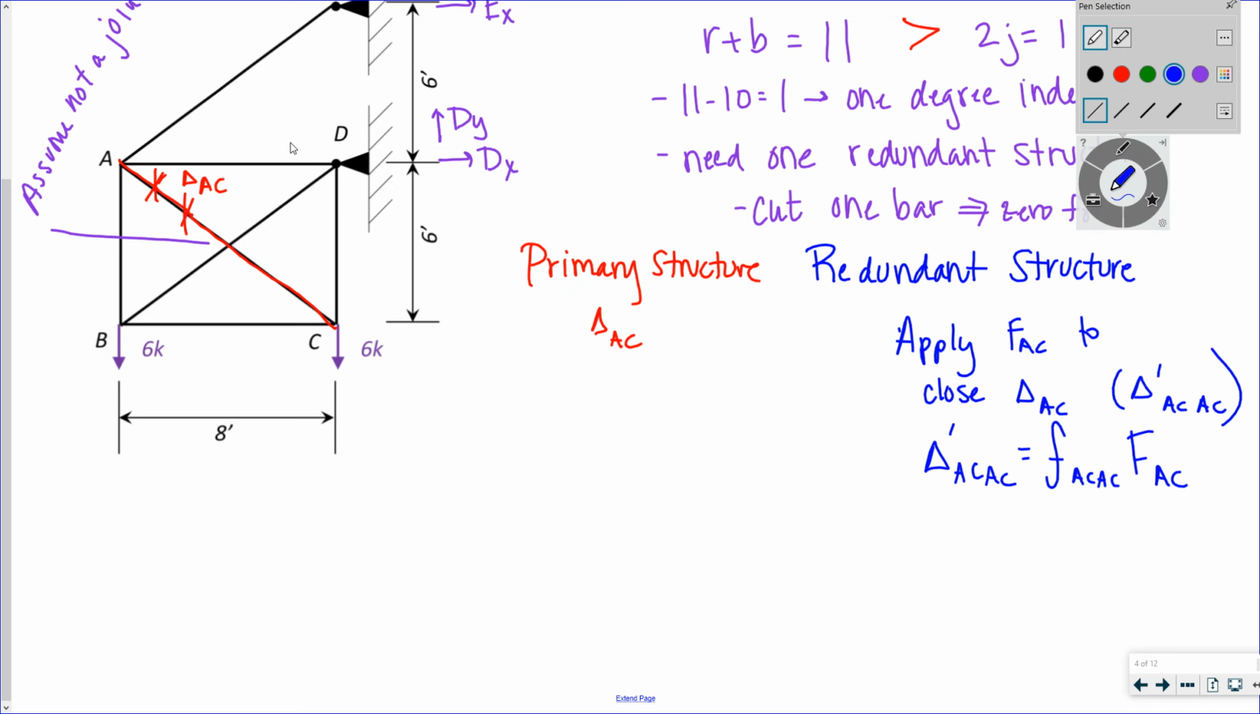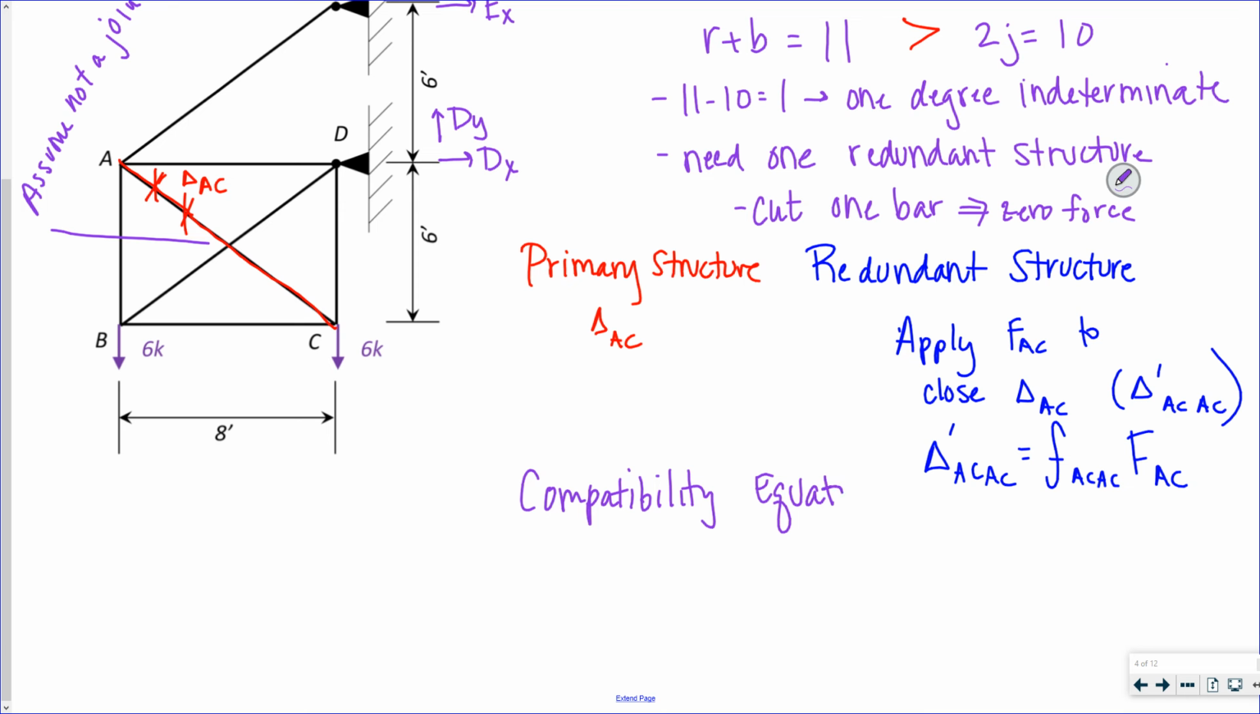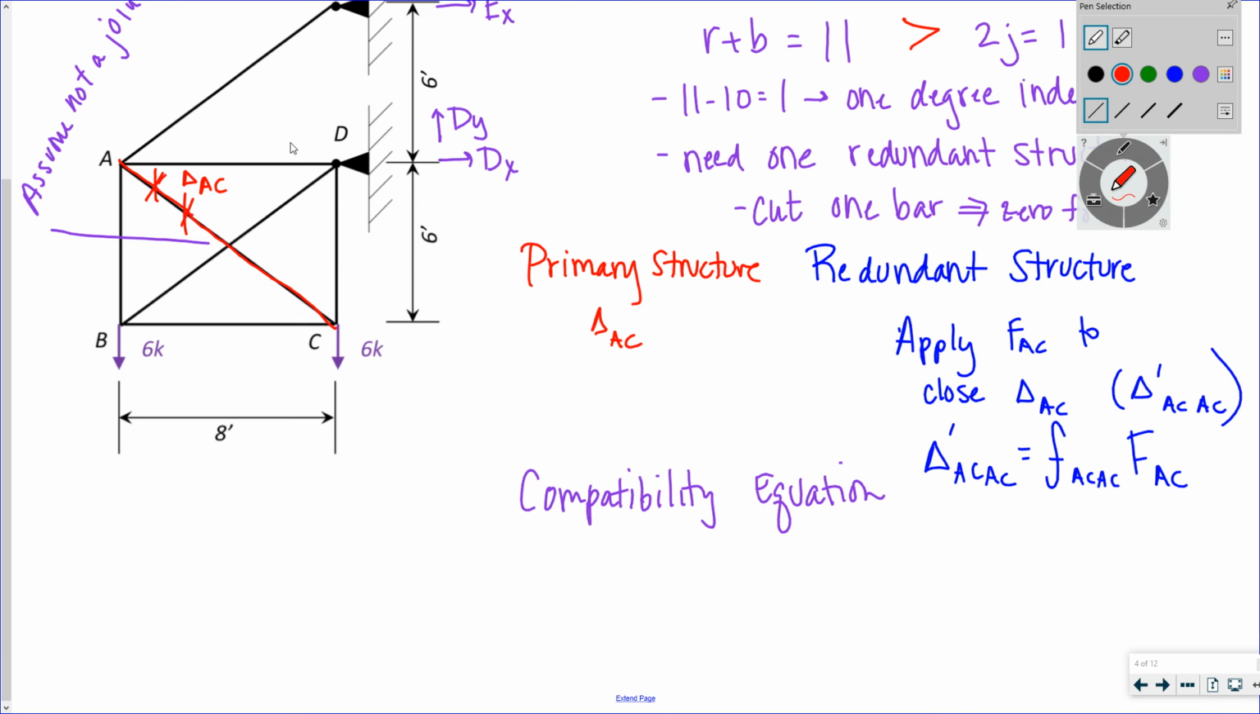So my compatibility equation, because I don't want there to be a gap, is the gap if that member has no force in it, plus the gap that closes it, equal to 0.